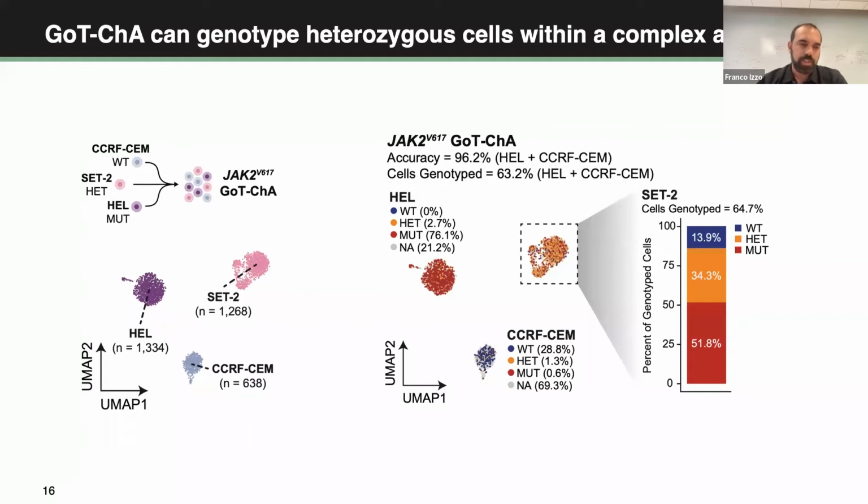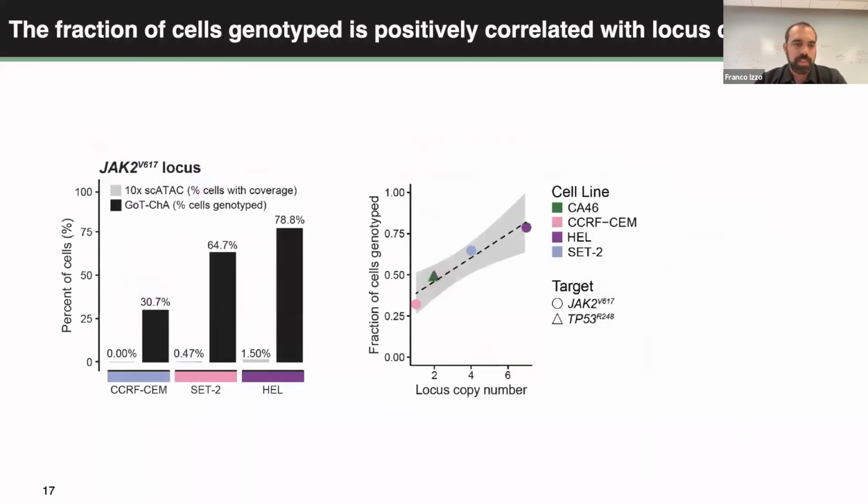So when we apply GoTChA to this 1-to-1-to-1 mixture, we still observe a high accuracy, 96.2%, and we genotype 63% of the cells. But most importantly, in the cell line that is heterozygous, we found that we can correctly call heterozygosity in 35% of the cells. So GoTChA can capture heterozygosity.